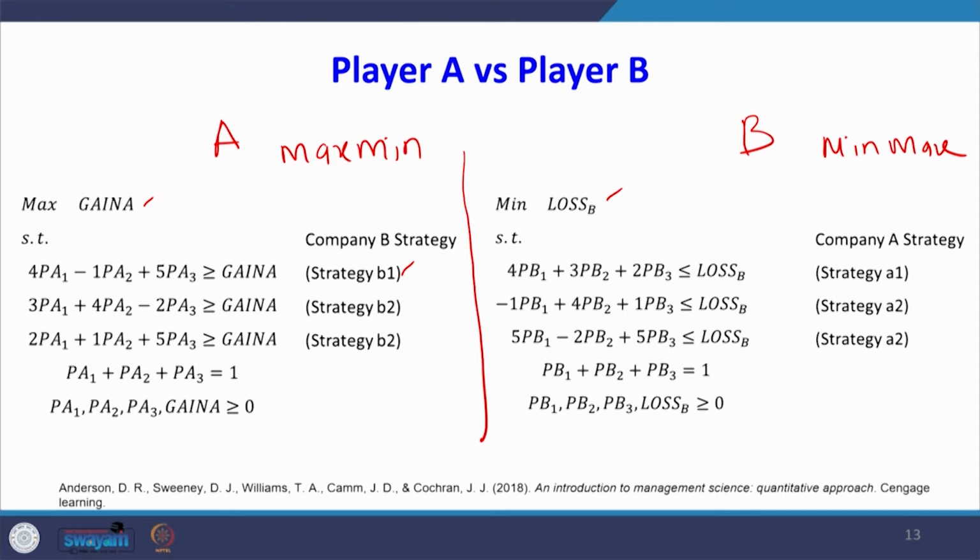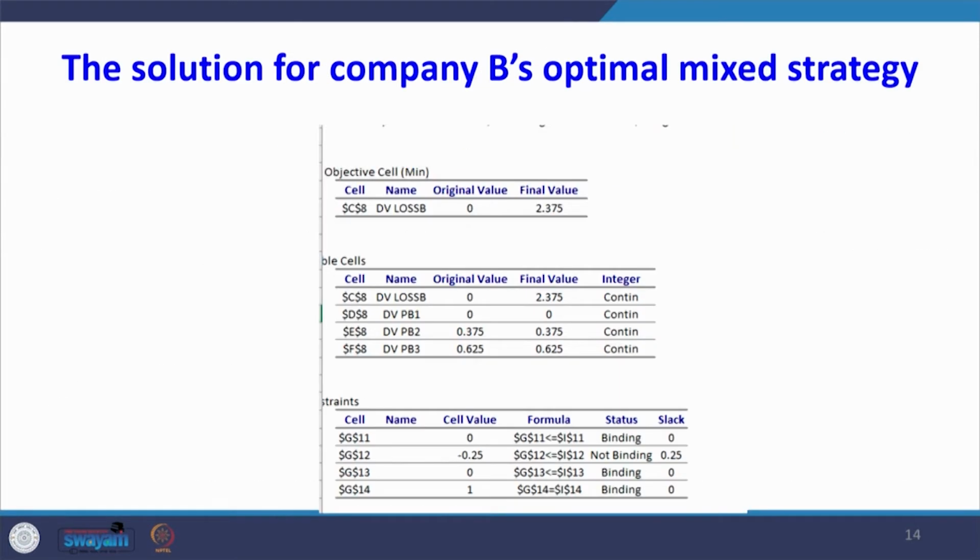So, company B will try to minimize its loss, that is why it is less than or equal to. When I solve the LP model from B's perspective, this was the answer. The final value is 2.375. We got PB1 0, PB2 0.375, PB3 0.625.